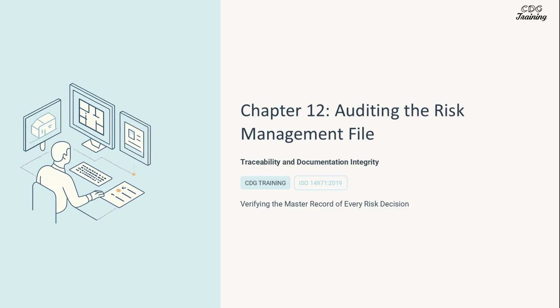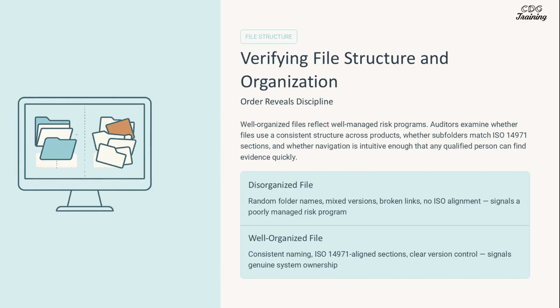ISO 14971-2019 mandates that the risk management file must contain or reference all core risk activities. Every section must be traceable and current, ensuring comprehensive documentation. Well-organized files reflect well-managed risk programs.